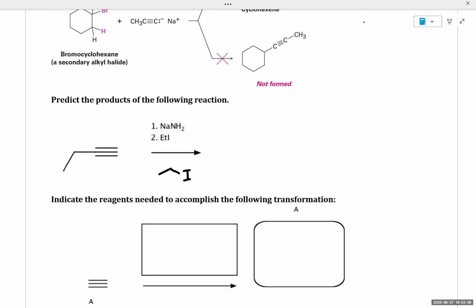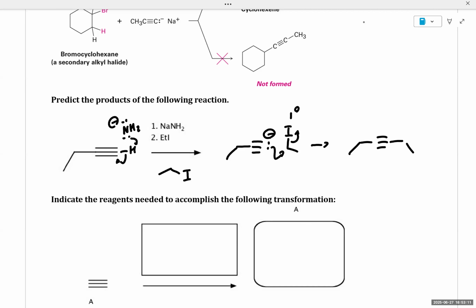So in this case, first and foremost, we are going to deprotonate and generate the acetylide ion. Because we have a primary alkyl halide, this reaction is going to work just fine. And we can in turn form this carbon-carbon bond with loss of our leaving group and generate the following alkyne.